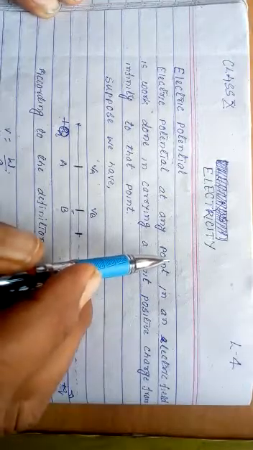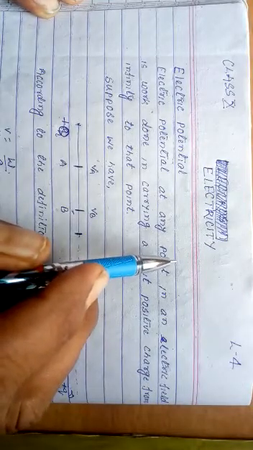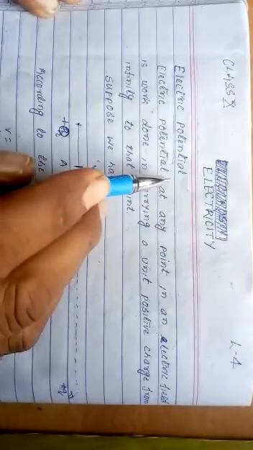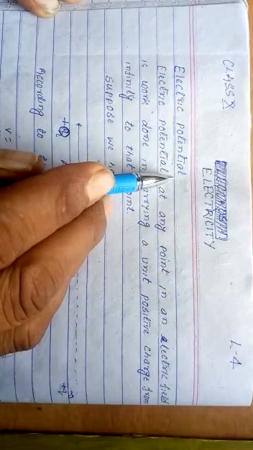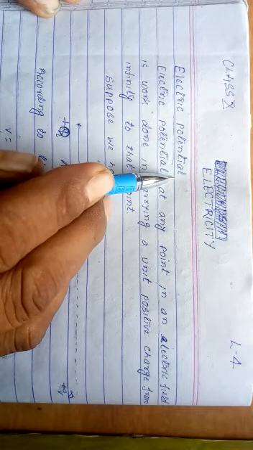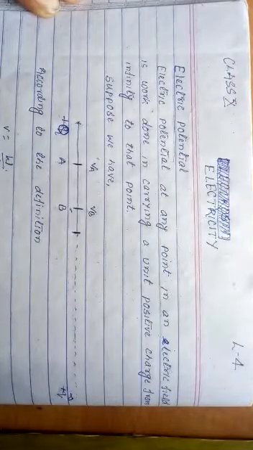Once again we are discussing electricity, and it is lecture 4. Today the topic which will be discussed is electric potential. To discuss electric potential, students, we must know about the electric field.